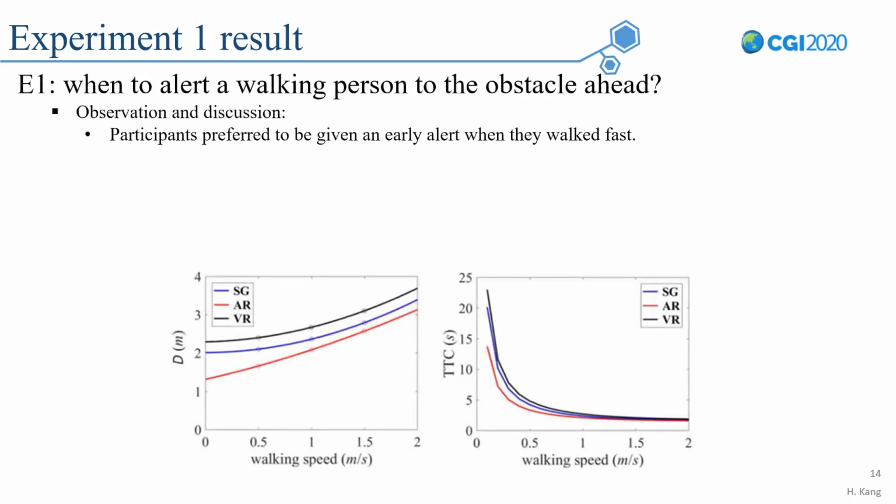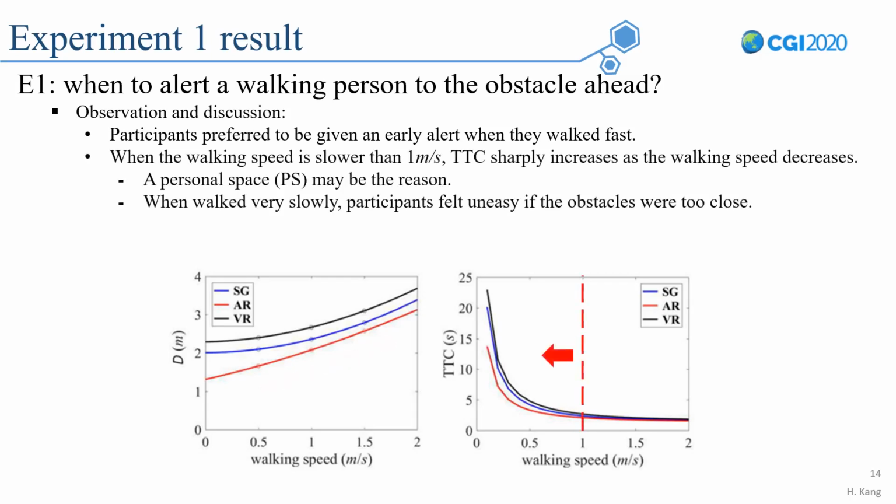In all mobile environments, participants prefer to be given an early alert when they walk fast. We hypothesize that this is mainly because people tend to maintain a certain TTC. However, when the walking speed is slower than 1 meter per second, TTC sharply increases as the walking speed decreases.